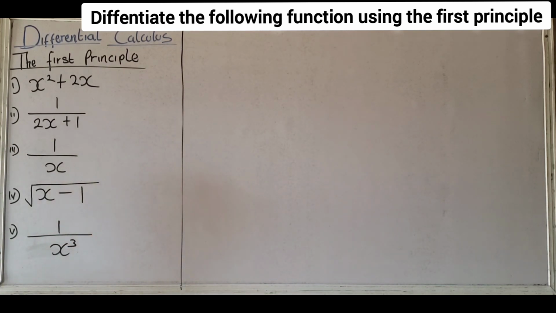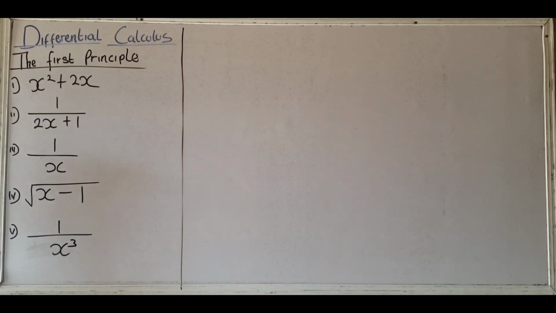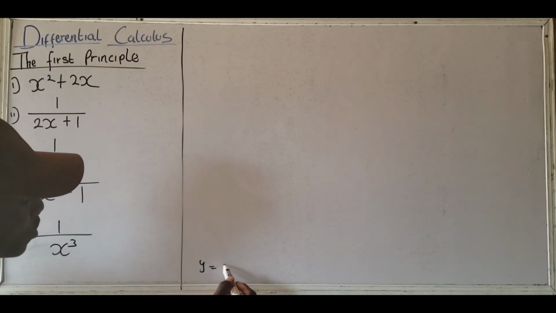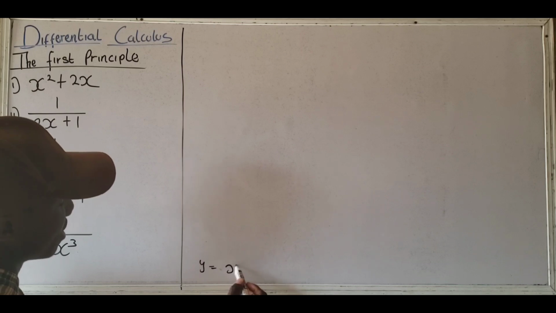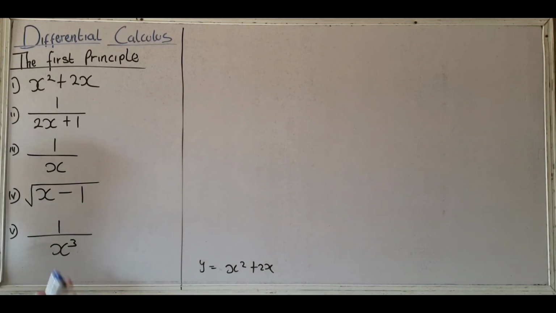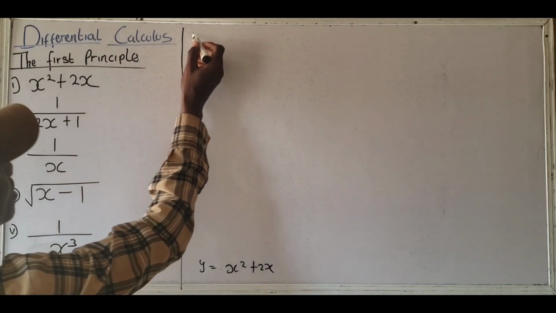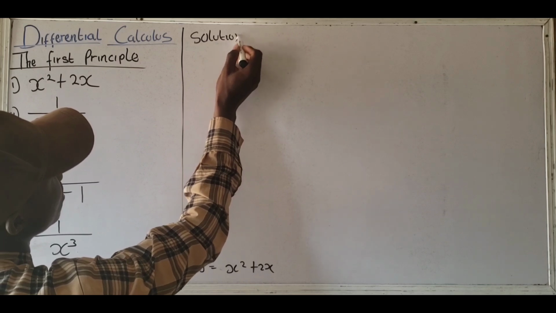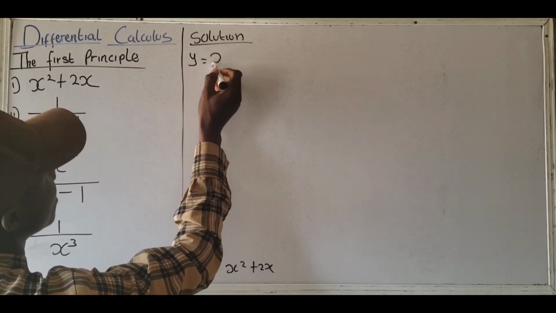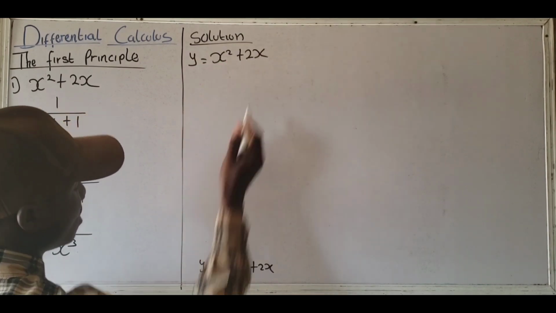The first step is that you set this function equal to a variable, you understand? You can see that the function is something like x squared plus 2x. Now, in an attempt to differentiate this function using the first principle, the first step is that you have to set this function equal to y or any letter. In this case, I'm going to set this function equal to y. So I'm going to have, okay, solution. y equals x squared plus 2x, okay?